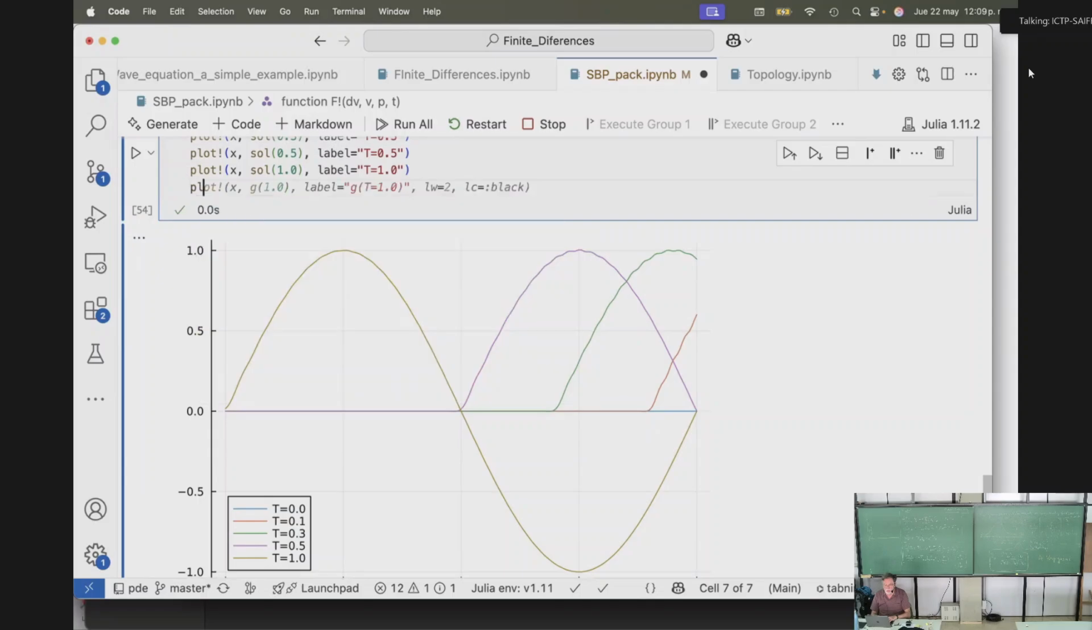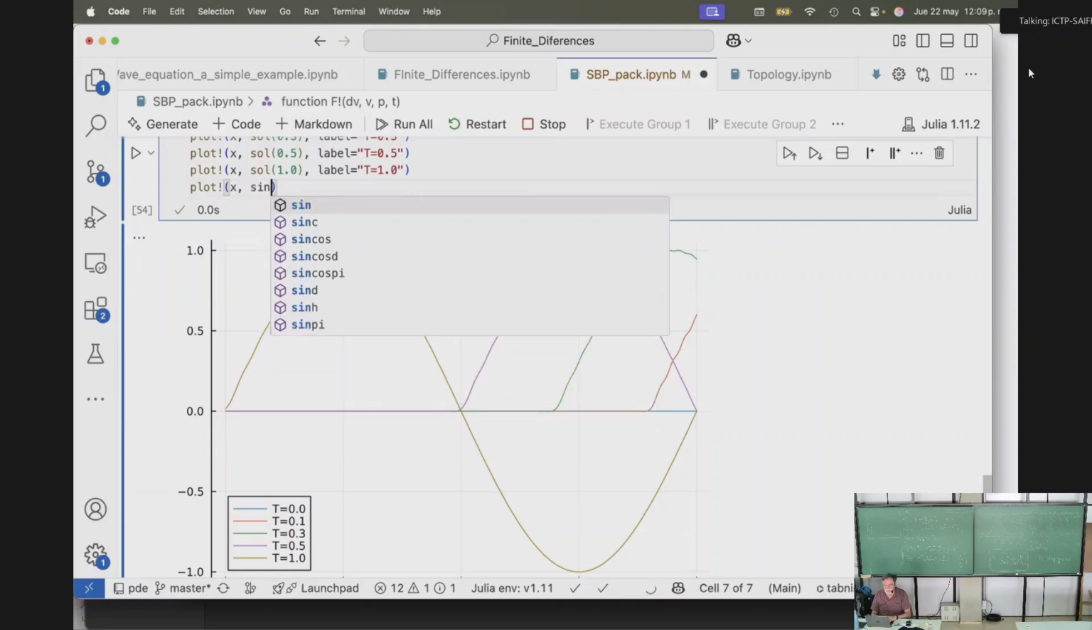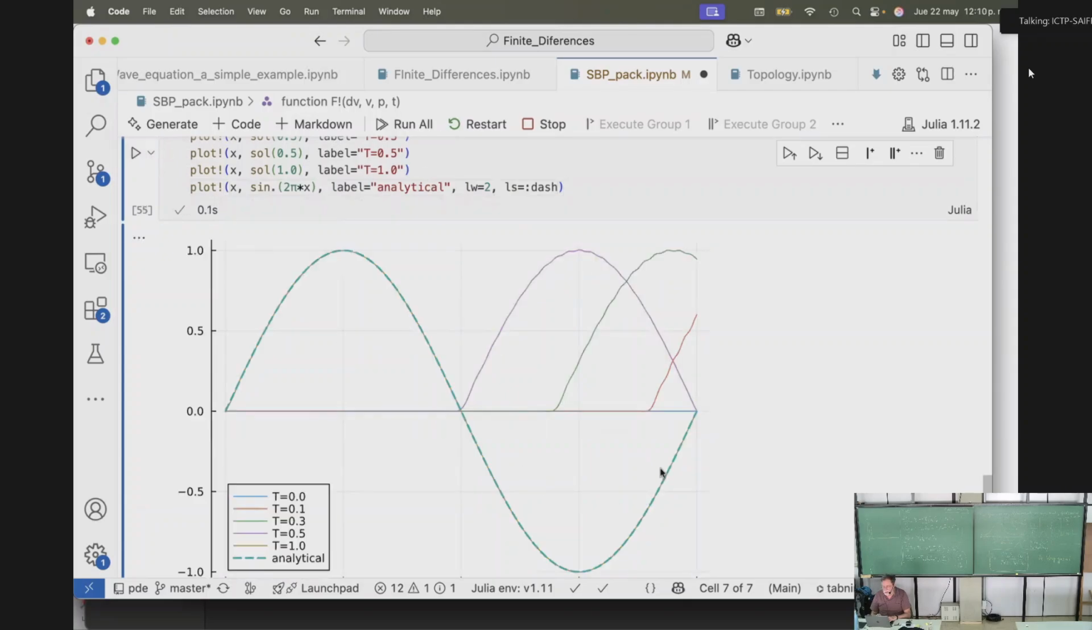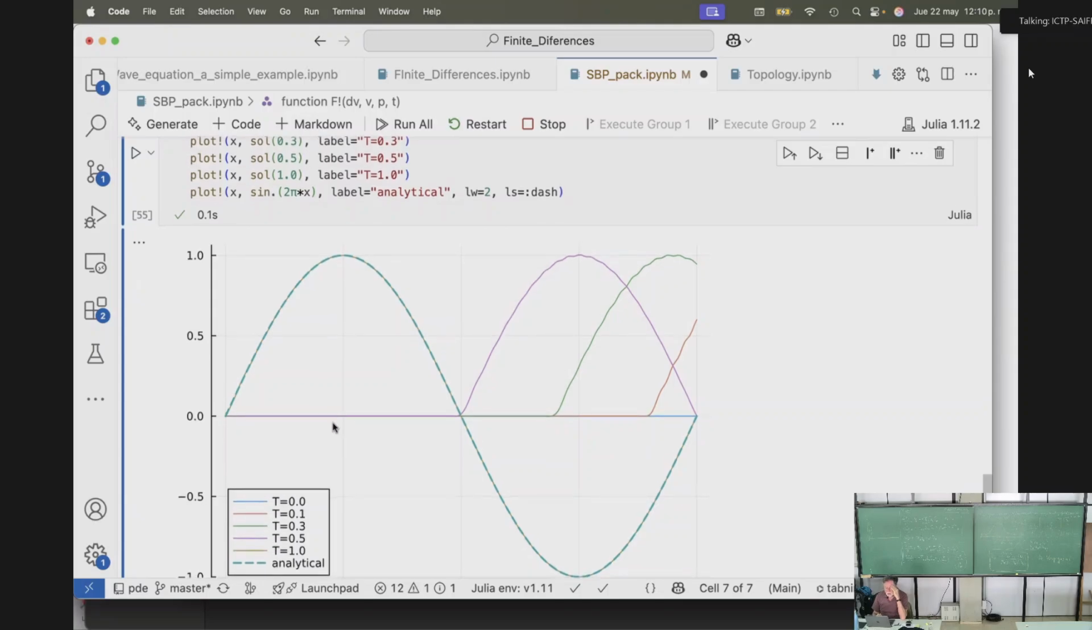plot of x sine of 2 pi x, okay? And you see that they are one over the top, and there are some small differences here. This is always bothering me. So, like this. So this is a good way of doing the calculations.